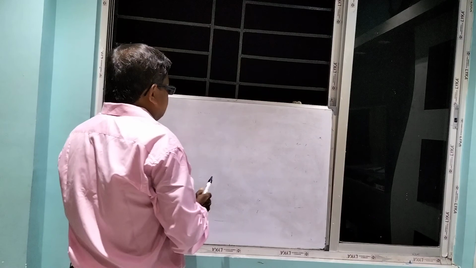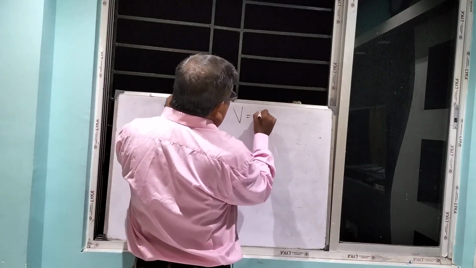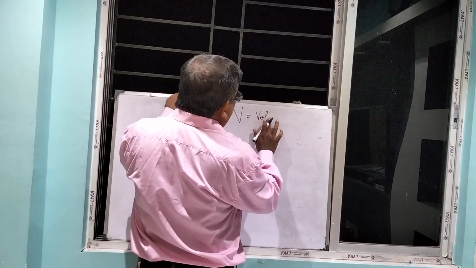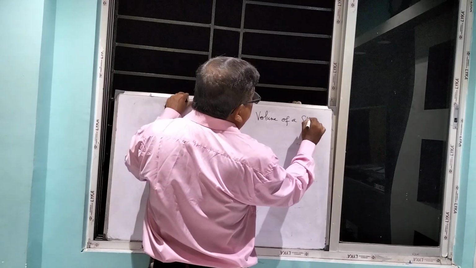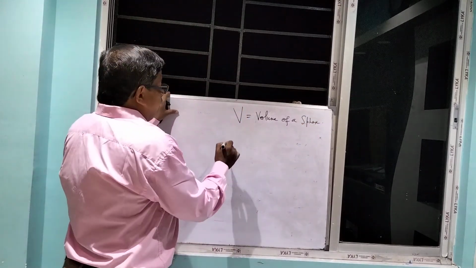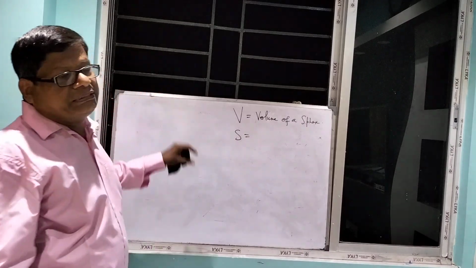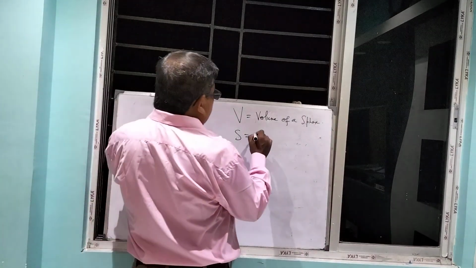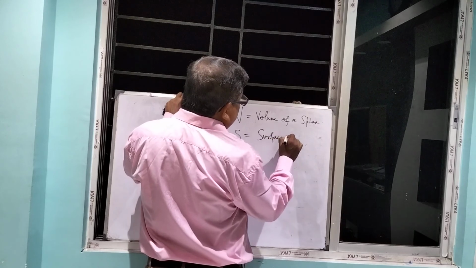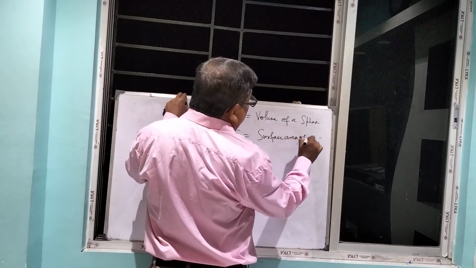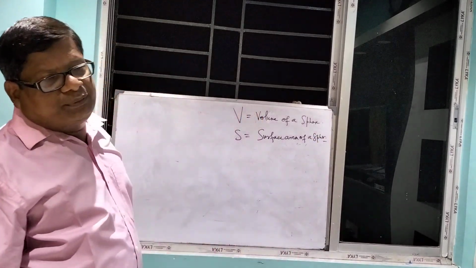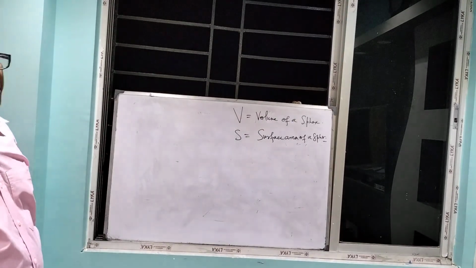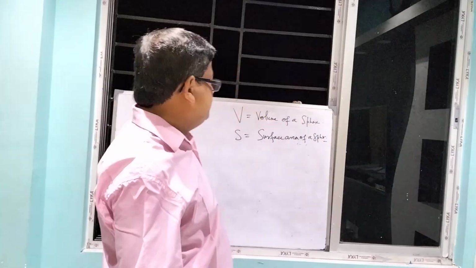Now see, suppose V is the volume of a sphere and S is the surface area of a sphere. Then find the relation between dV/dt and dS/dt.